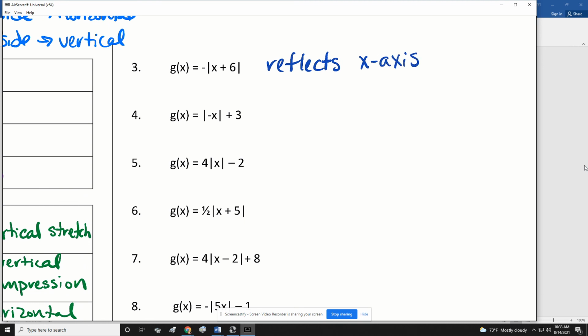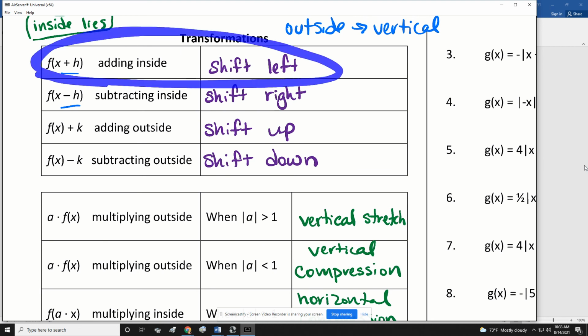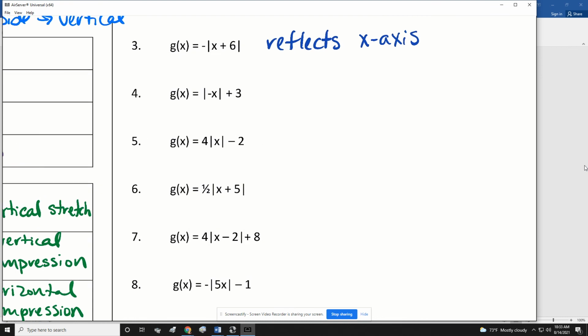Okay. The other thing that's happening on this one is adding 6 inside. So that's this one. So we're going to shift left, whatever that number is, which in this case is 6.